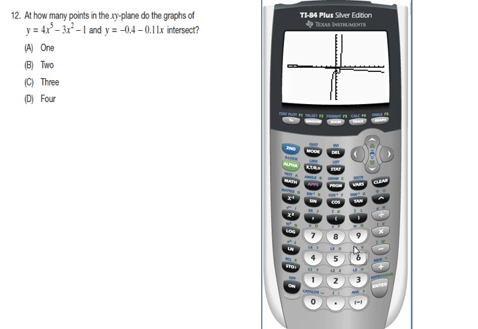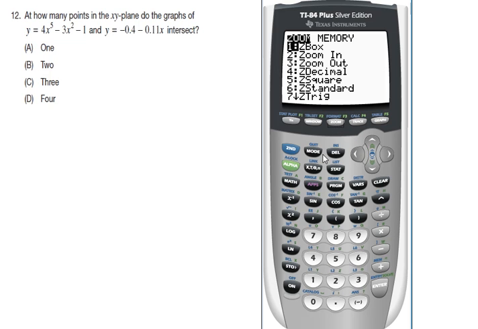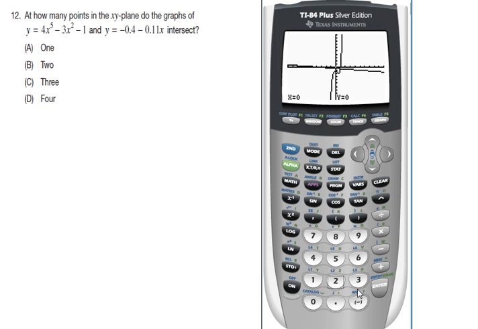But first of all, what I'd like to do is to zoom in just a little bit. So I'm going to zoom in, which is option number 2. Notice the flashing cursor at the origin. I hit enter and it brings it in a little bit so that I can see what's happening there. Now this doesn't guarantee me that there's only one, so you do have to be careful with this.